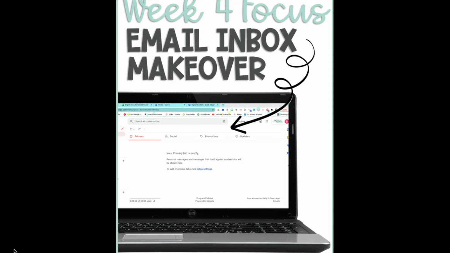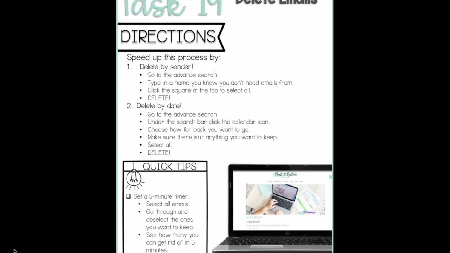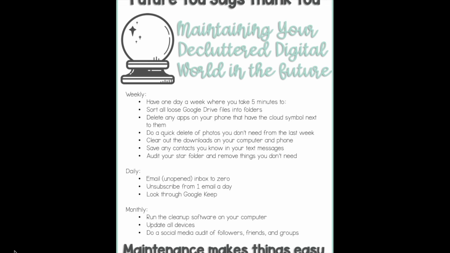Week 4, and our focus for that week is the email inbox. So you will go through and make things over, and you will notice that there are blog post instructions linked at the bottom. Still the same tips, still the same directions for the last week of tasks. I also talk about ways that you can set yourself up in the future so that you don't have to go back all the way through this guide, with weekly, daily, and monthly tips.